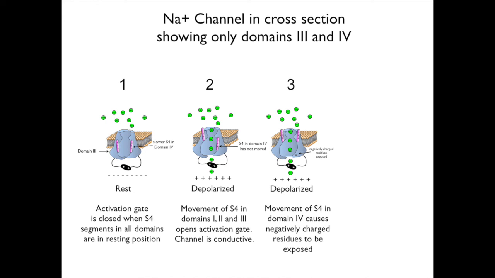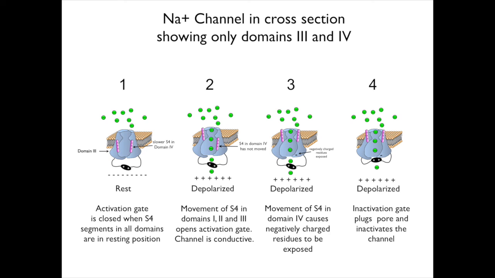Events a millisecond later are shown in panel 3. Now the S4 segment in domain 4 moves upward. The movement of the S4 segment causes the negatively charged residues to be exposed in the cytoplasmic region of the channel. That's indicated by the arrow. A moment later, the ball of the inactivation gate is attracted to the negative residues. The movement of the ball plugs the pore and inactivates the channel.